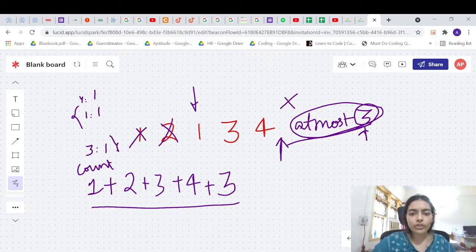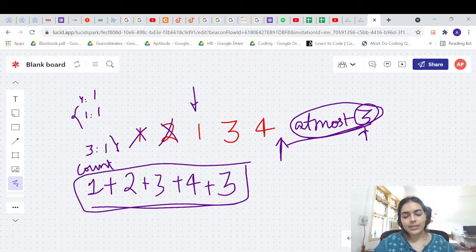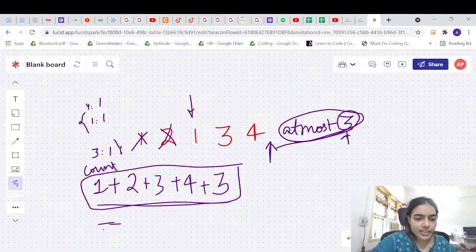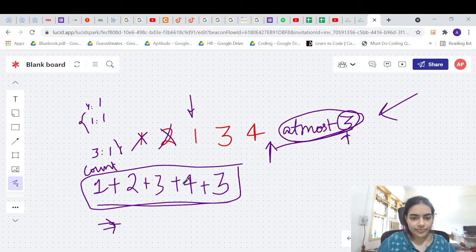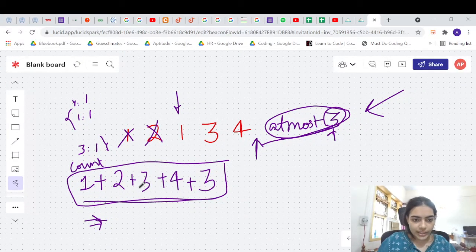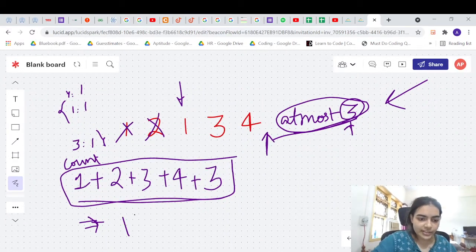This pointer will go out of bounds, right? This pointer will go out of bounds. Nothing is there here. So this will be your final answer. Okay, so the number of subarrays which are having at most 3 is what? 1 plus 2, 3, 3 plus 3, 6, 6 plus 4, 10, 10 plus 3, 13, 13.